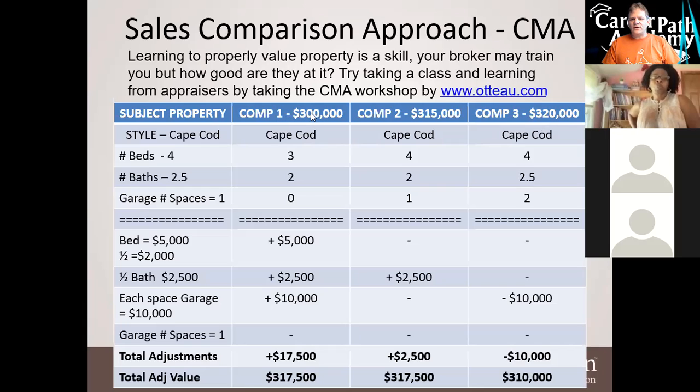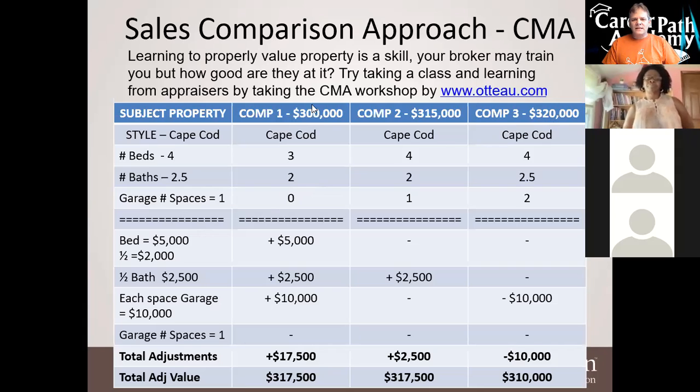Comparable 1 sold for 300,000, comparable 2 sold for 315,000, comparable 3 sold for 320,000. Now we're trying to determine how much this property is going to be worth based on the sales here. I could just take a price range and say it's going to sell anywhere between $300,000 and $320,000. I could just be lazy and do that, or I could try to get a more accurate pricing on it. So what should we list it for? Are we going to list it on the lower end or on the upper end of that?